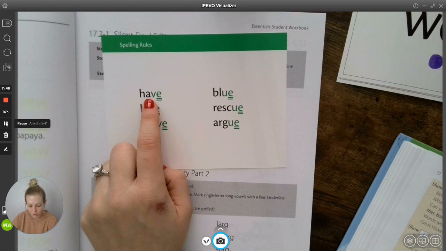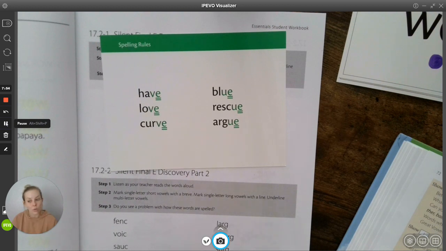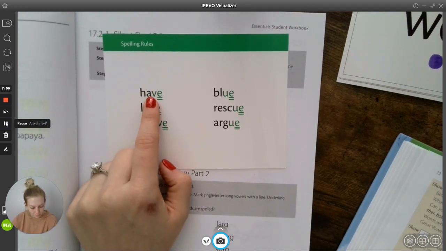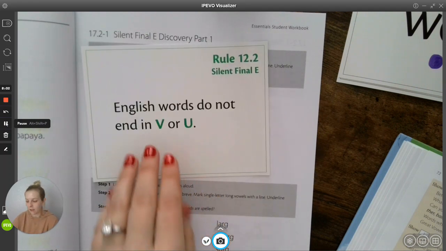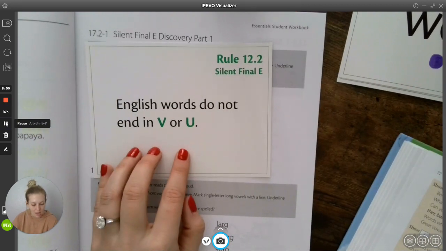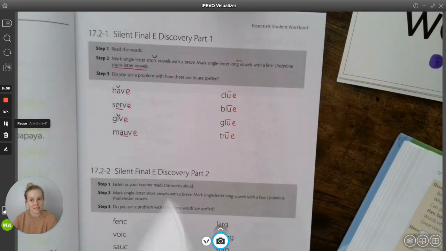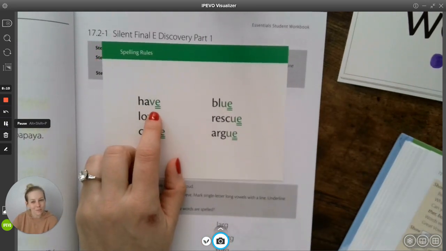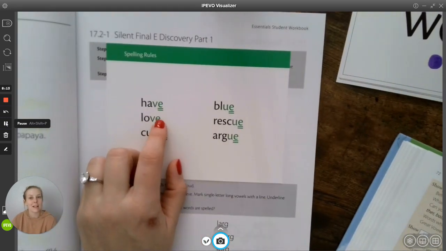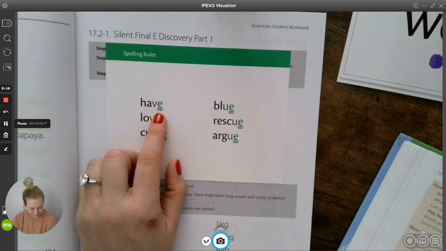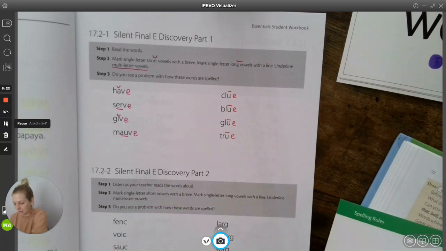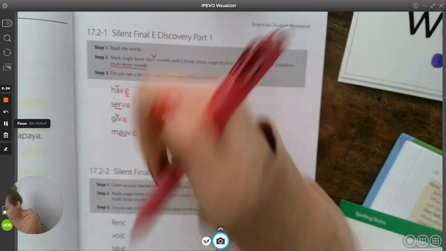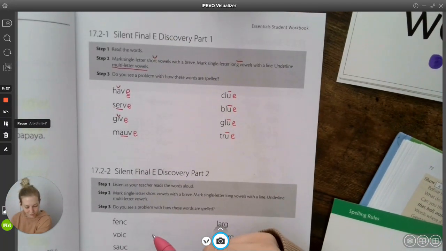And why is it short? Because it's a closed vowel. And during its spelling analysis, it is important to identify the reason for silent final E. How would we mark have for spelling analysis? Well, I was just showing you. We would double underline silent final E. Do you remember when we did that last week? Yeah. So let's do that in our book. Let's underline our silent final E here.